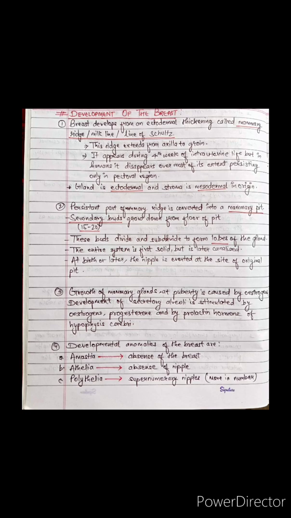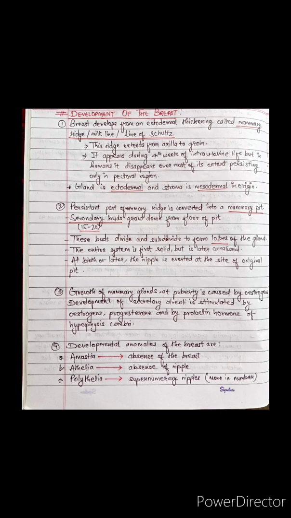Number 2. The persistent part of the mammary ridge is converted into a mammary pit. Secondary buds, which are 15 to 20 in number, grow down from the floor of the pit. These buds then divide and subdivide to form lobes of the gland. The entire system is first solid but is later canalized. At birth or later, the nipple is everted at the site of the original pit.